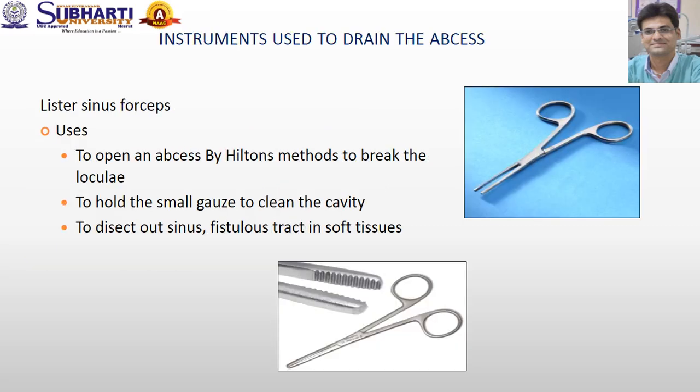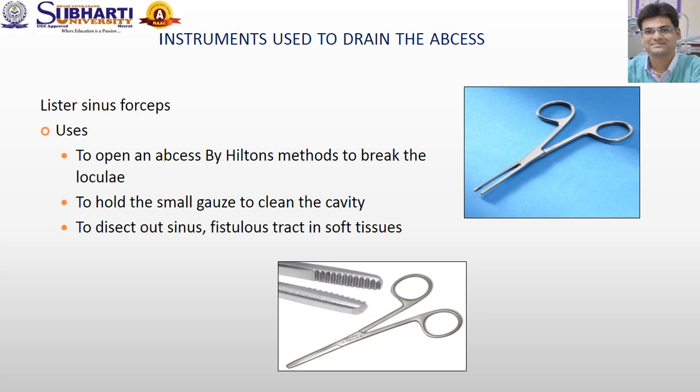Lister sinus forceps is an instrument used to drain an abscess. This instrument has a long beak, and at the end of the beak it has a serrated transverse section. It does not have any locking mechanism in the handle, and the tip of the instrument is rounded.